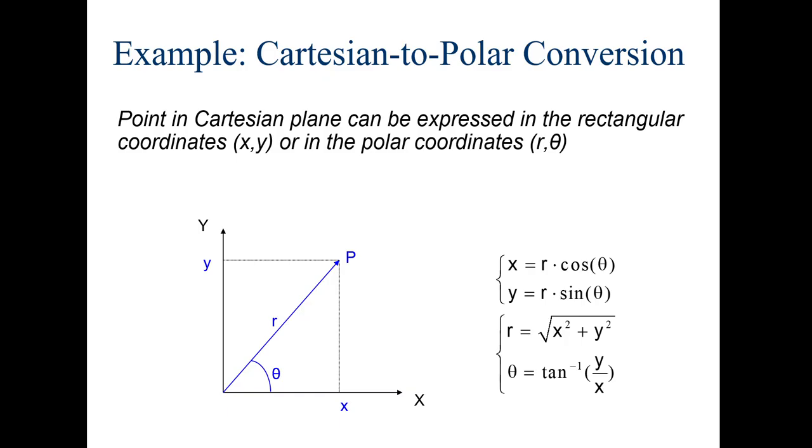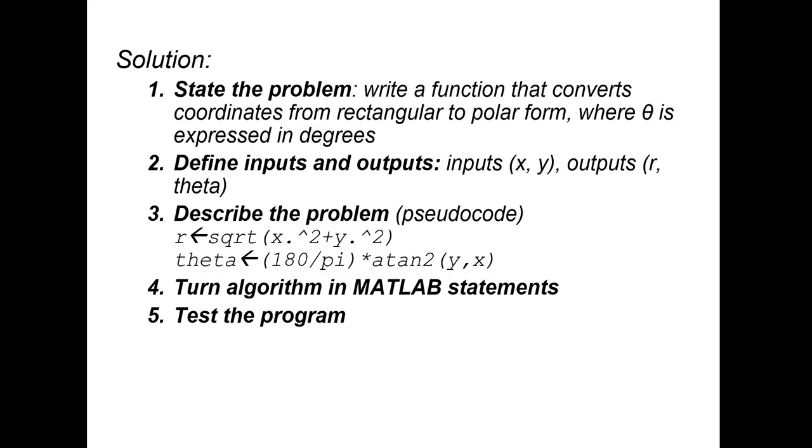So what's the pseudocode to perform an activity like this? Well, we state the problem. We want to write a function that converts coordinates from rectangular to polar. We have to understand what our inputs and outputs are. That's especially important in building a function. So our inputs in this example will be x and y. We know a point on a 2D plane. Our outputs are going to be r and theta.